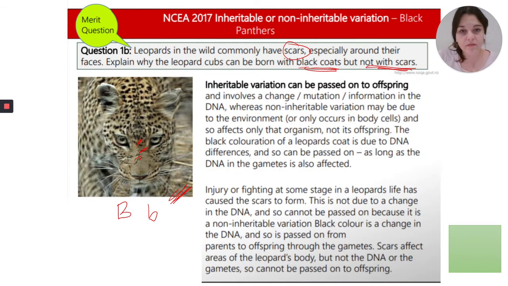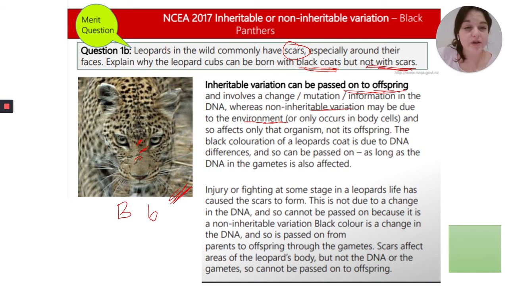Okay, so first of all, I'd start with defining variation, which they haven't. But anyway, inheritable variation can be passed on to offspring. It must be encoded for in the DNA. That's what I'm looking for here, encoded for in the DNA. Whereas non-inheritable variation may be due to the environment, so it affects that organism only and not its offspring.